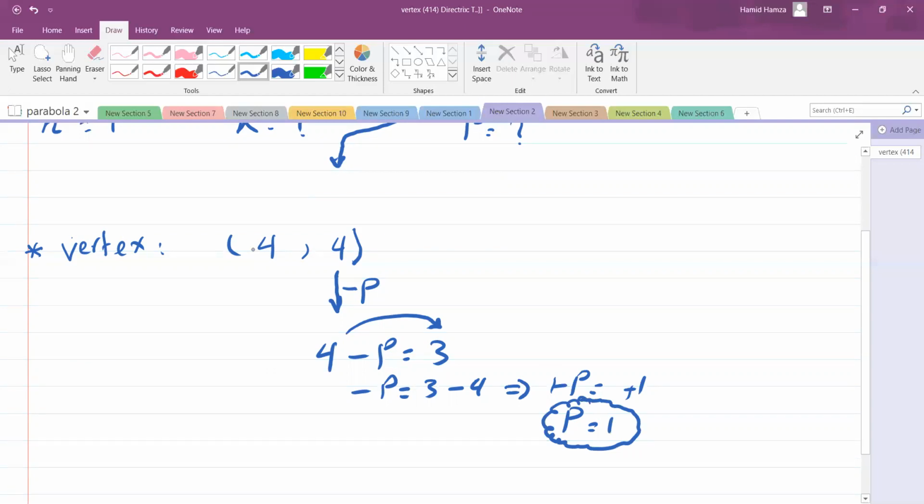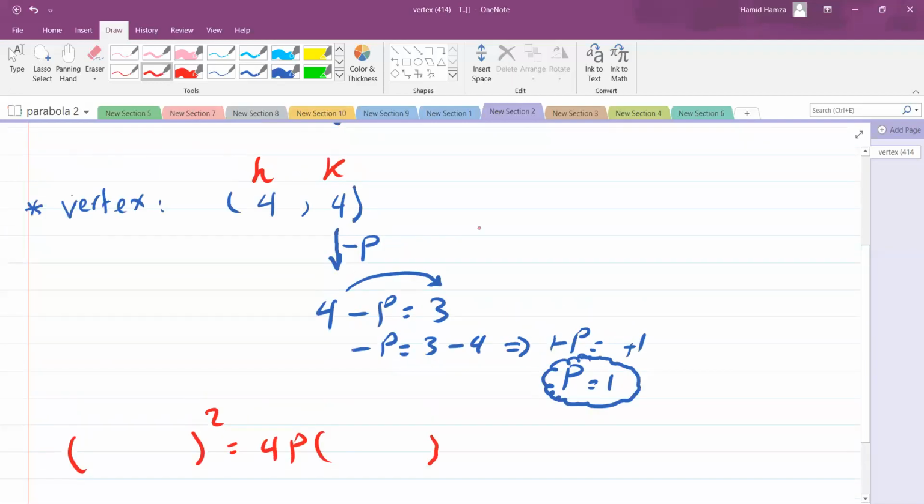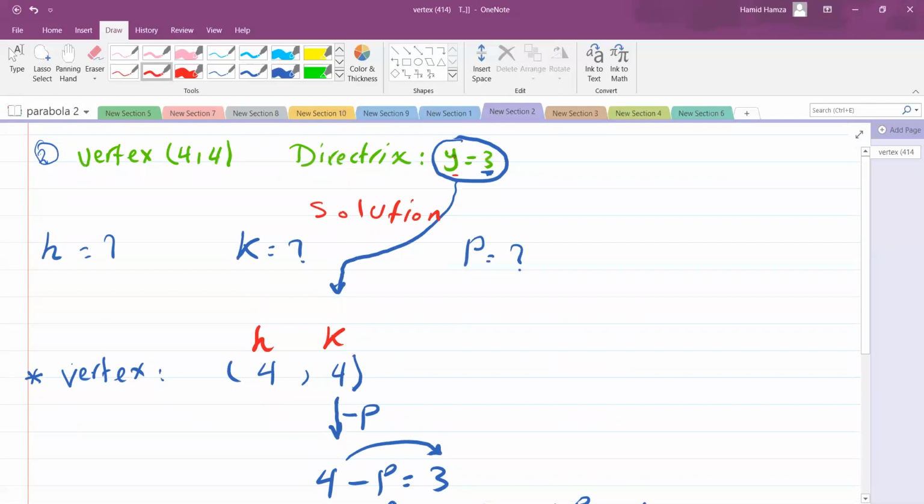As you know, this is h and this is k from the vertex. So I know all of them now. Let's write the equation. Here is a bracket with power, here is 4b, and the other bracket without power. So what should I write here, x or y? Let's go back to the directrix. What is the letter with the directrix here? It is y. So write y in the bracket without power.